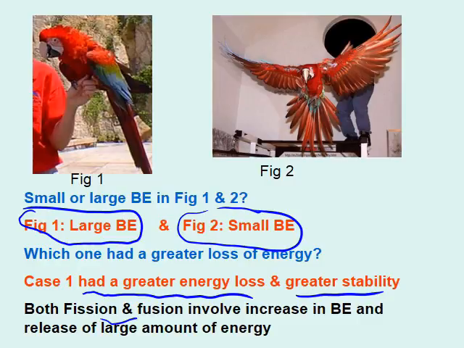Both fission and fusion reaction involves increase in binding energy and hence a release of large amount of energy. So always when there is an energy loss there will be greater stability, so increase in binding energy goes with release of large amount of energy.